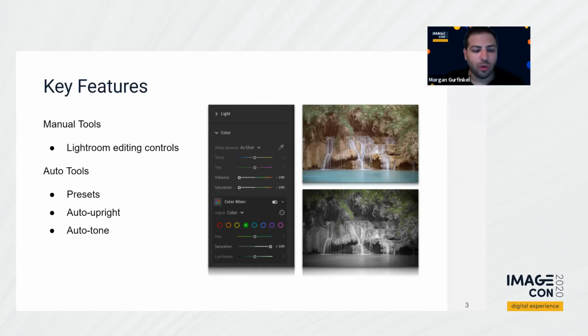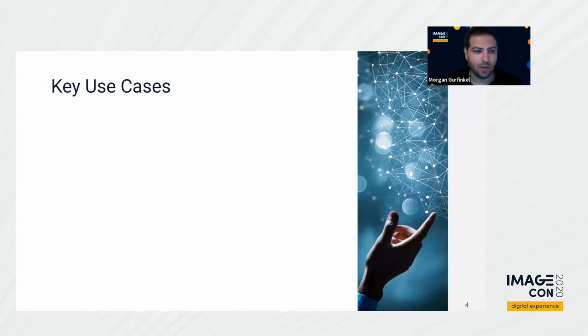Some of the other auto tools include auto upright, which is to make pictures that are crooked straightened out, or auto tone, which is to take photos that maybe you took outdoors and want to change the lighting level so that they appear more uniform. So these are some of the things that you can do with Adobe Photoshop Lightroom that we'll be bringing to developers.